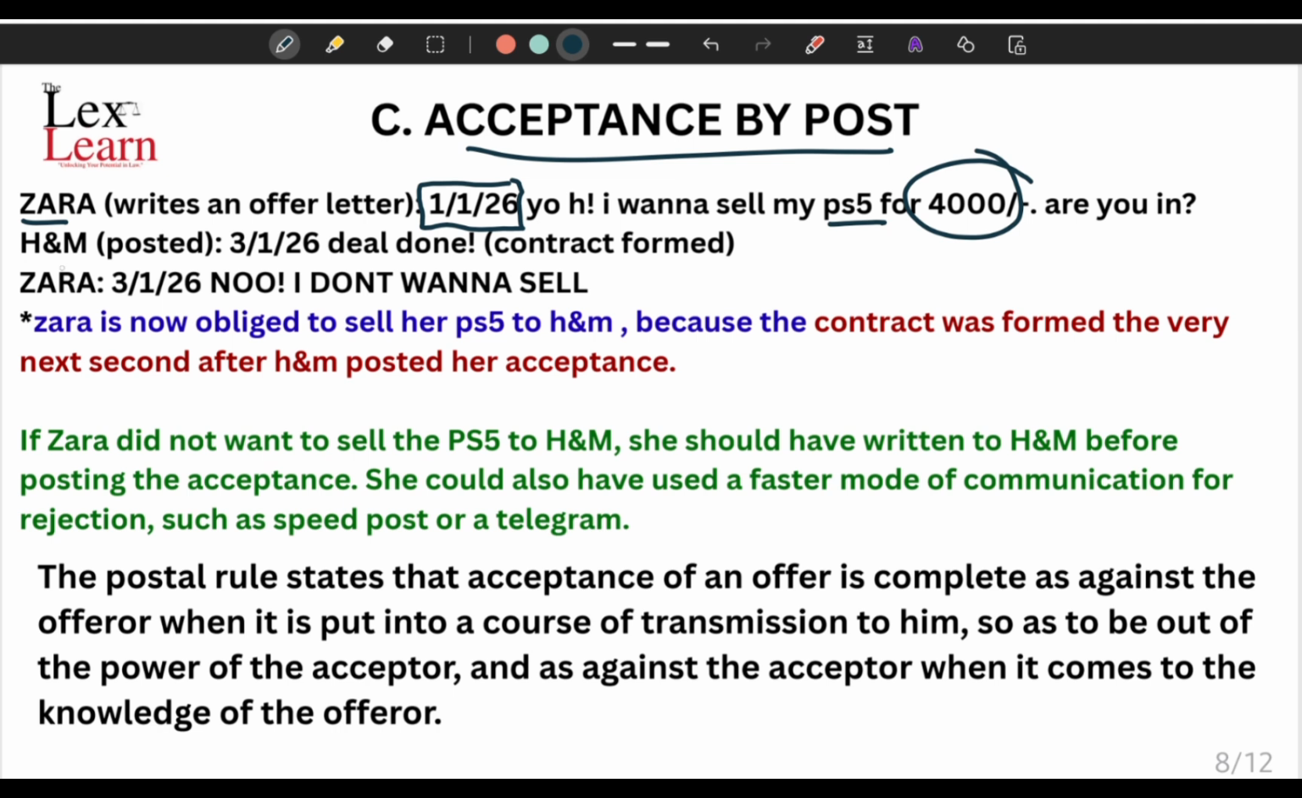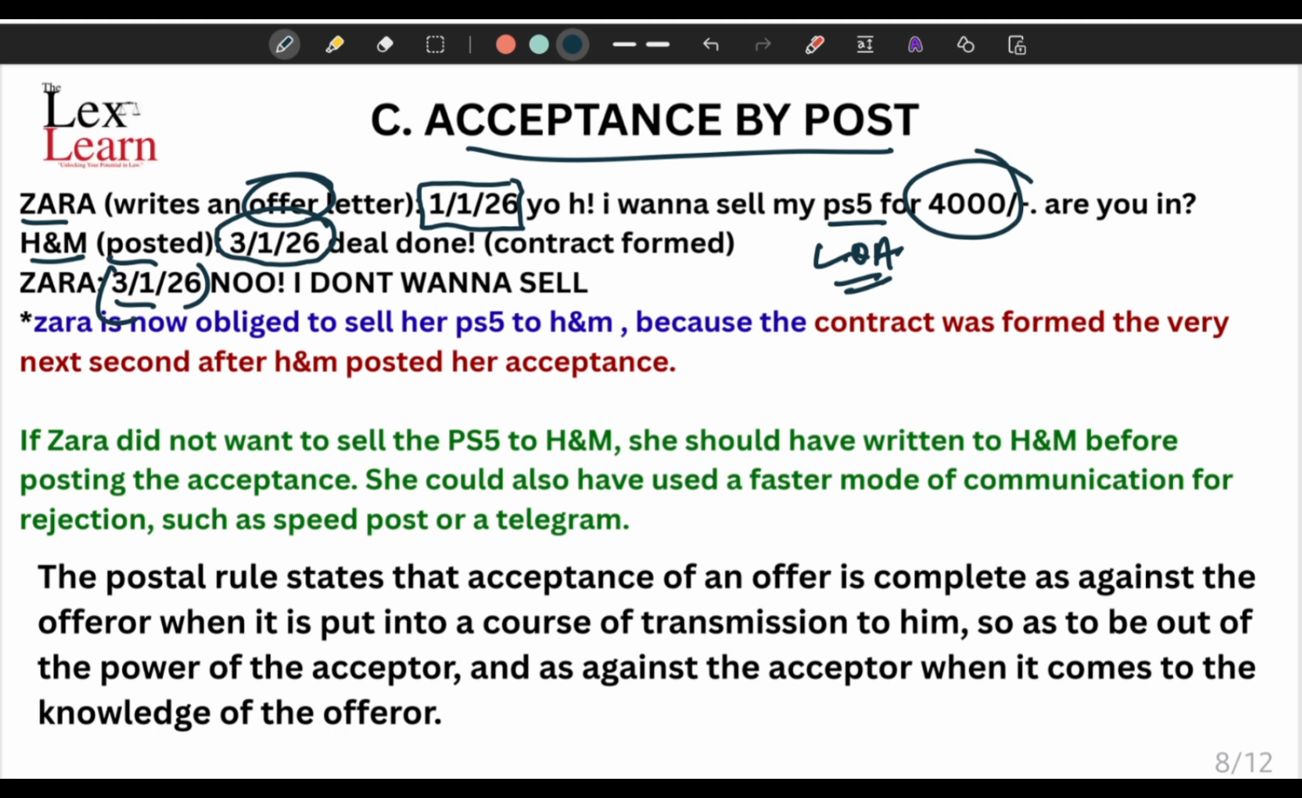It's seeking its assent. So H&M writes a letter through post and sends it to Zara, and H&M posts the letter of acceptance on 3rd January 2026. Since H&M has posted the letter of acceptance, from then the contract is assumed accepted. And if Zara says on 3rd, after the letter gets posted, no, I don't want to sell my PS5, the contract is formed, and hence Zara cannot revoke.